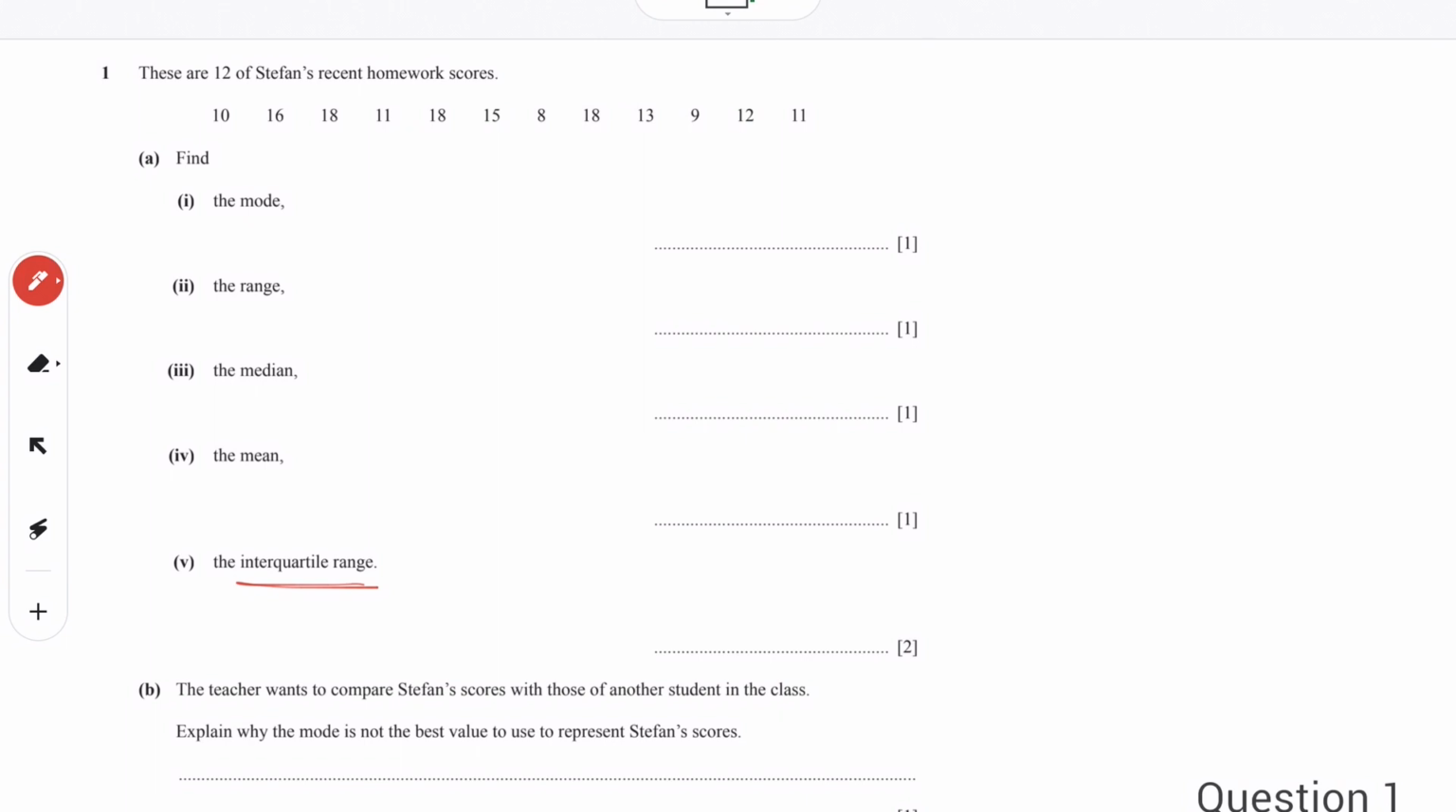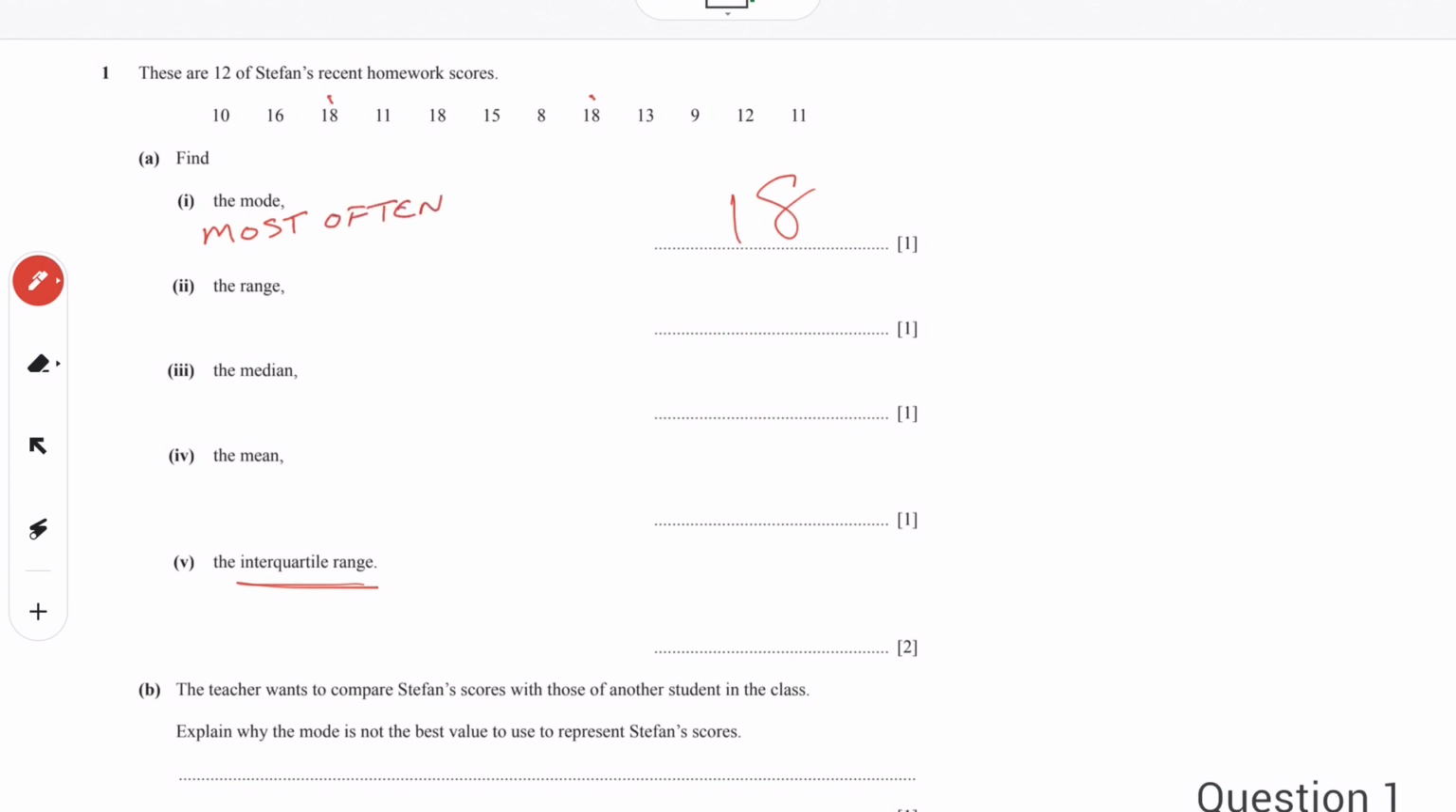Now the mode is the one that appears the most often, so realistically we don't need to put them in any order yet. We can just count them up and say, hang on, number 18 has got 1, 2, 3 values there. Number 11 has only got 2. So the answer to that one would be 18, most often.